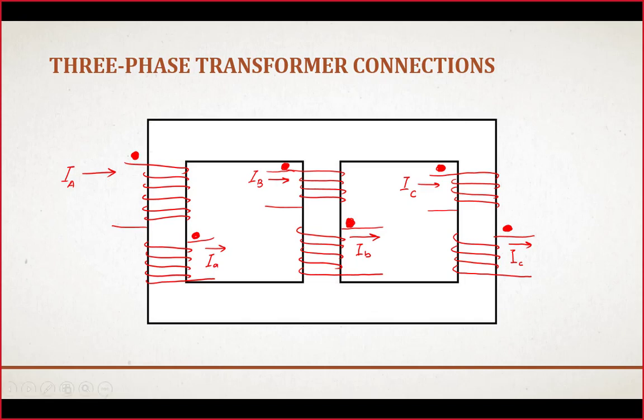The polarity marking means if current is entering at the dotted end from the primary side, then this current will be exactly in phase with the current which is leaving from the dotted end on the secondary side. So primary and secondary either can be high or low voltage side. So that is true for all the three phases.